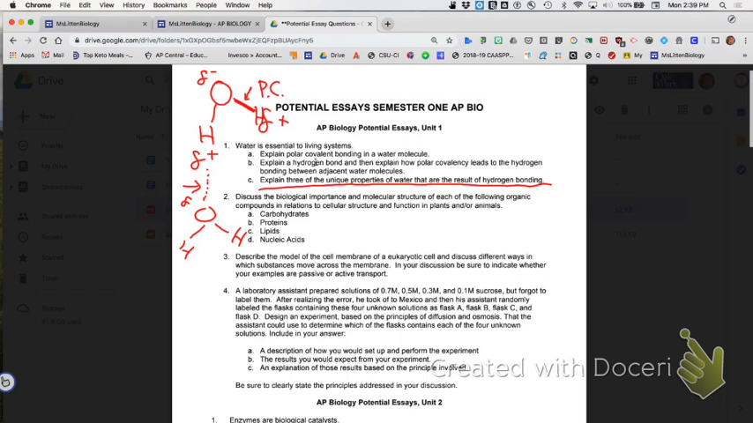What's another property of water? I like all of these. Tell your bio buddy a couple properties. You should know these right now.